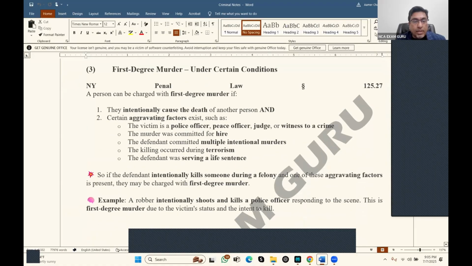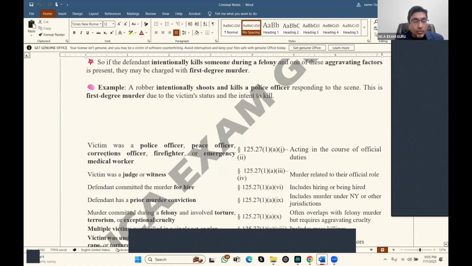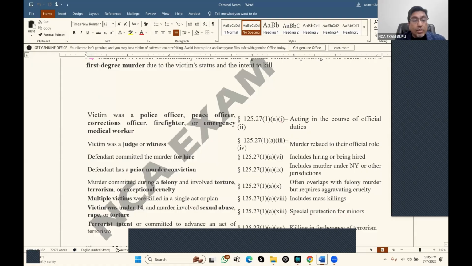Under certain conditions, again: police officer, hired man. For example, police officer, peace officer, correction officer, firefighter, emergency medical worker, judge, witness, prior murder conviction. Prior murder conviction: I was also convicted. What is the difference between charge and conviction? Police will charge me, but it's not proven beyond reasonable doubt that I committed an offense, so I was acquitted. So police will charge me, maybe the judge will convict me, or maybe acquit me. If convicted, I was already convicted of murder. Any second murder, it doesn't matter whether your intention is present or not, so always charge under first degree murder.